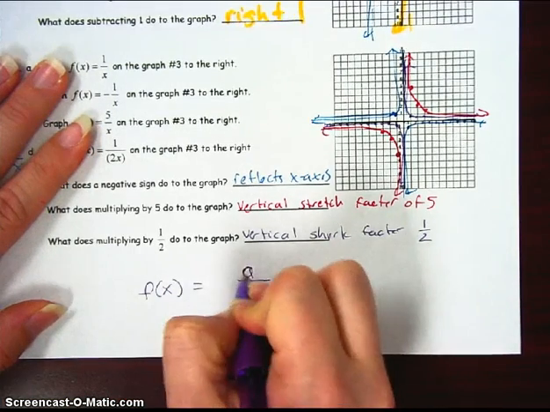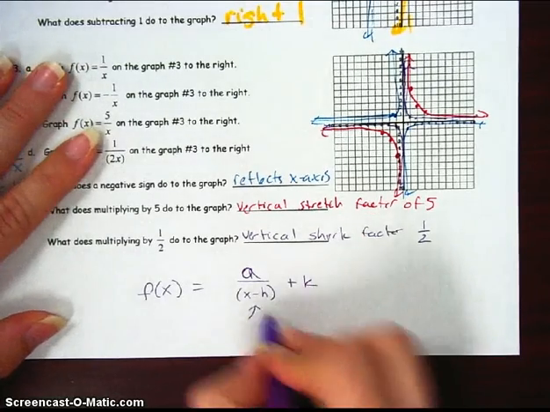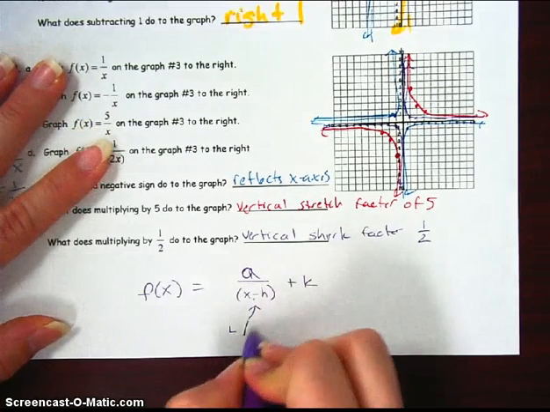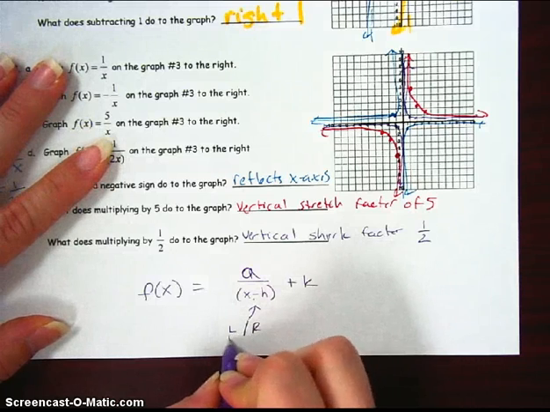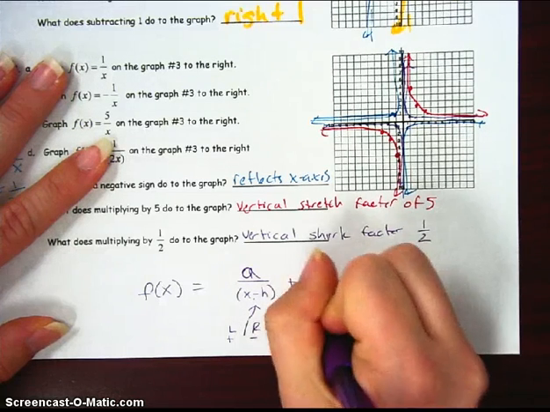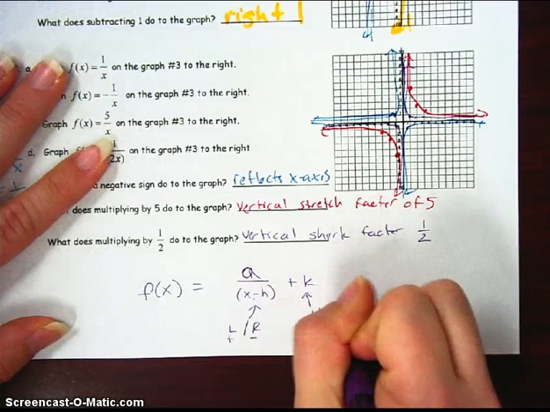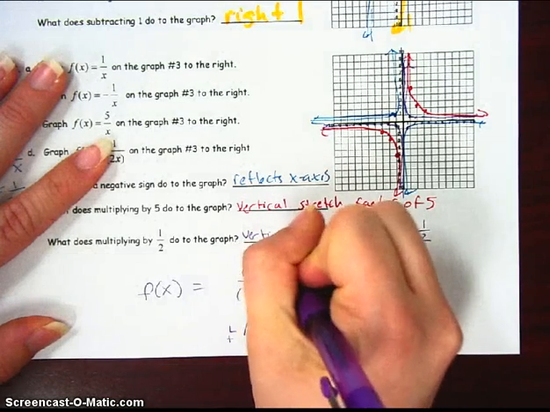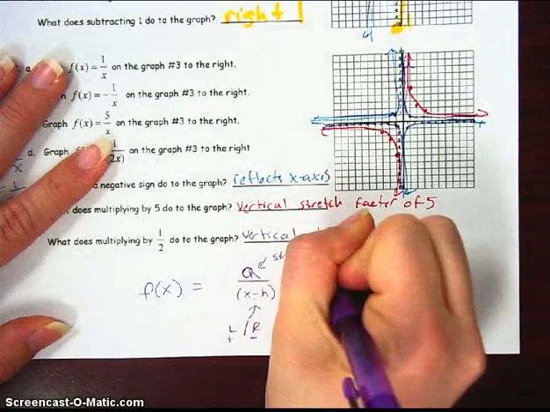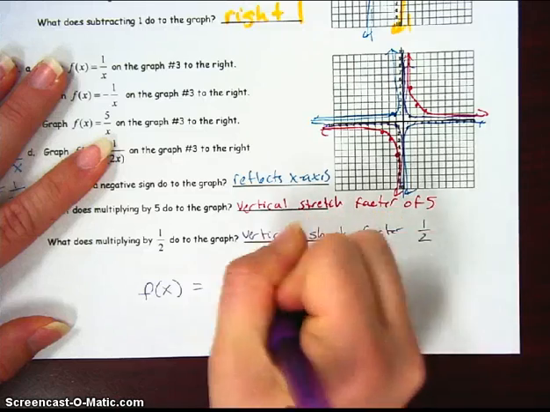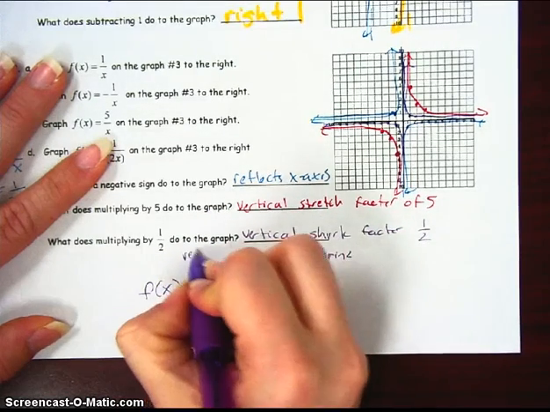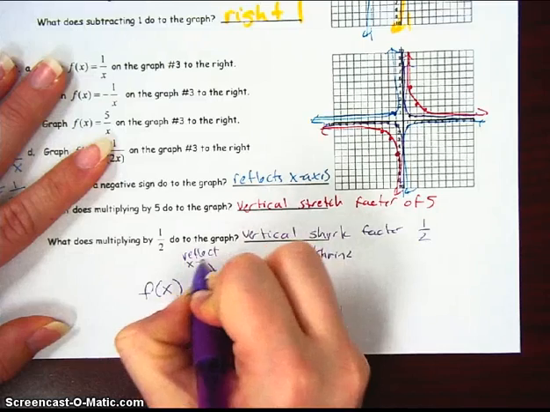So again, as we look at f of x equals 1 over x minus h plus k, we can put a on top. On the bottom, with your x minus h, this is your left and right. Left if it's plus, right if it's minus. Plus k on the outside is your up, down. Up if it's plus, down if it's minus. A would be your stretch or shrink. And again, if you have a negative in front, that would be a reflection over the x-axis.